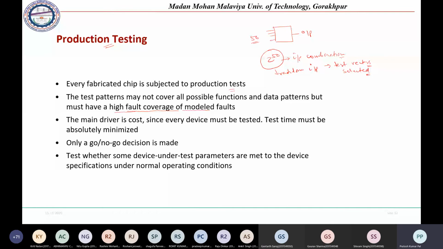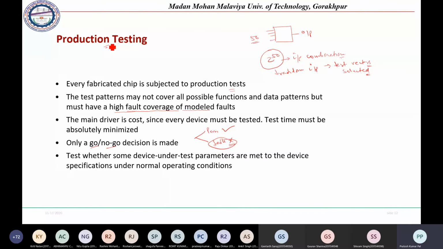In production testing, we focus on a go or no go decision. That means if it passes, it is correct, it is go. If it fails, it is abandoned. We will not be using that chip.